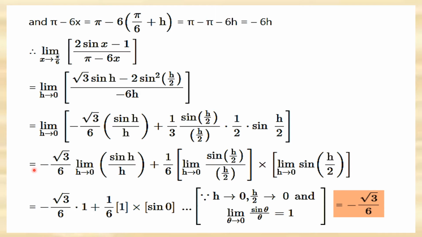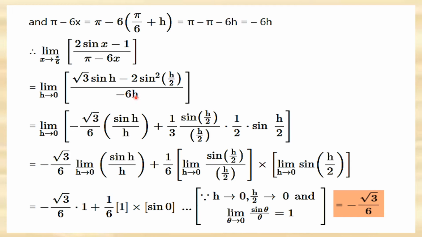Now we take the substitution for the denominator. Denominator is pi minus 6x, which is pi minus 6 into (pi upon 6 plus h). So pi minus 6 into pi upon 6 is pi itself because the 6 gets cancelled, and minus 6h. Pi minus pi is 0, so minus 6h remained. Applying these substitutions in the numerator and denominator, it becomes limit h tends to 0 of (root 3 sin h minus 2 sin square h by 2) upon minus 6h.